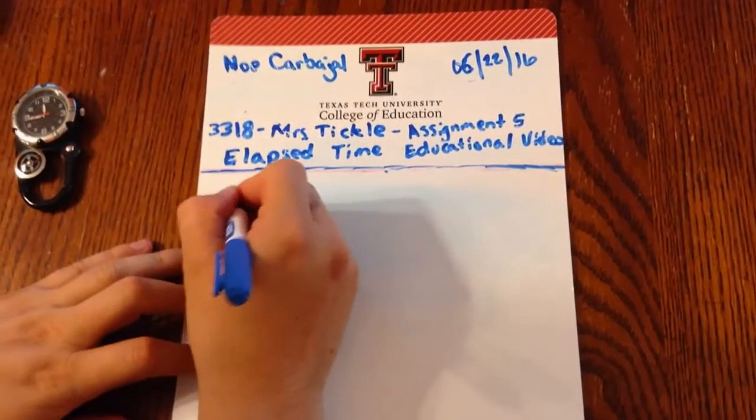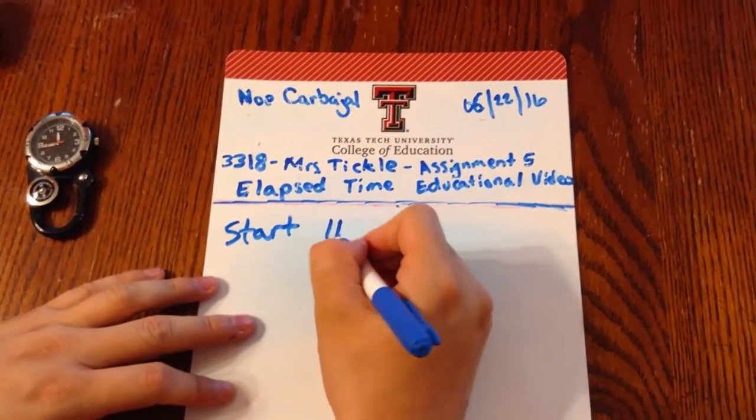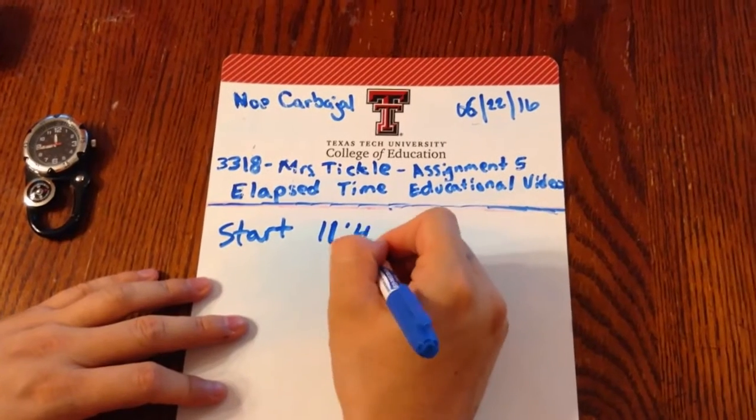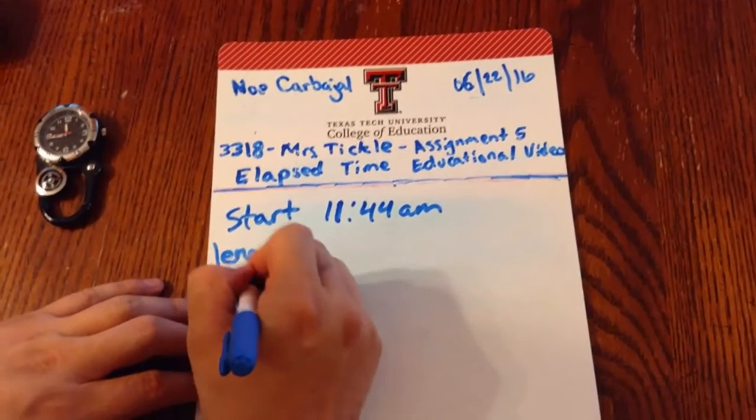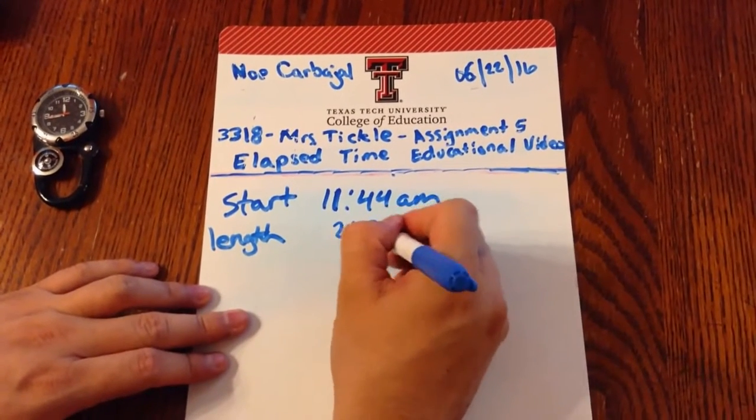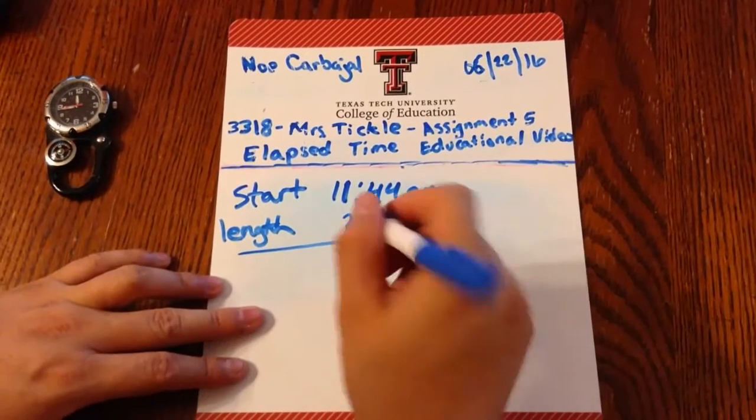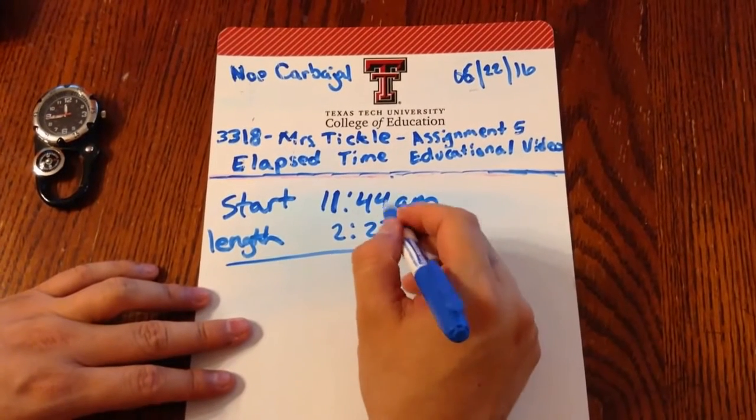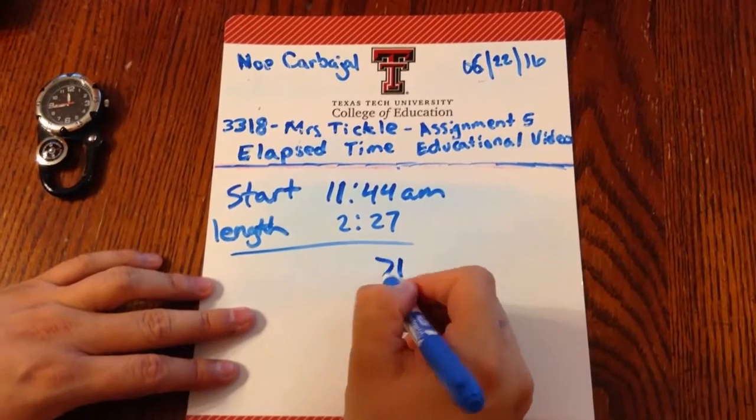So to solve the problem, what you're probably going to start out doing is adding the two times together, which is the start time of 11:44 a.m. to the length of the movie, which was 2 hours and 27 minutes. Okay, and in doing this, you're going to get 13, 71.